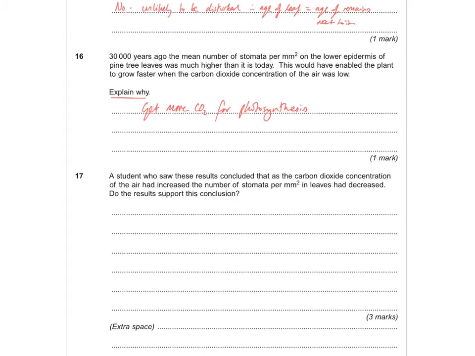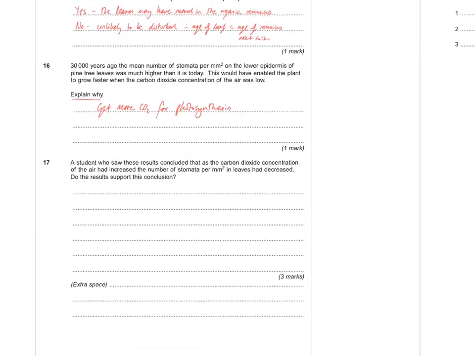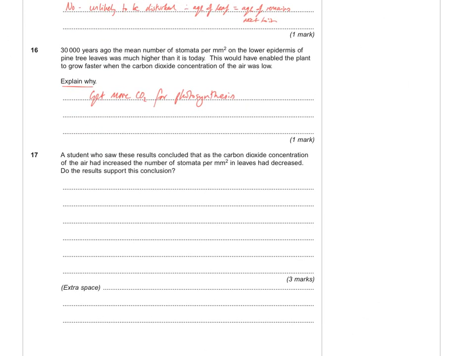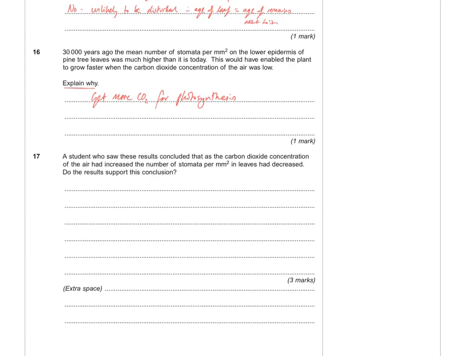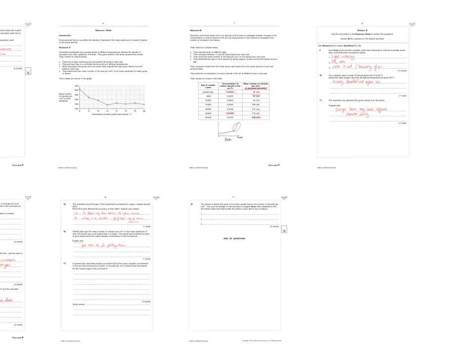And they need CO2. 17, a student who saw these results concluded that as the CO2 concentration of the air had increased, the number of stomata had decreased. Do the results support this conclusion? So that's where we need to look critically at the data again. So let's just go back to it. So they've said, as the carbon dioxide concentration of the air has increased, the number of stomata in leaves has decreased. So let's have a look. Where's the data gone?